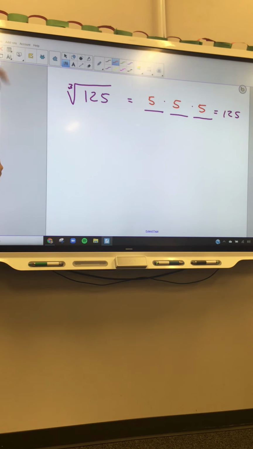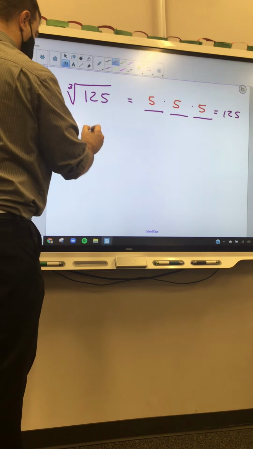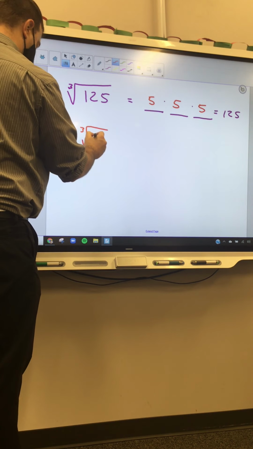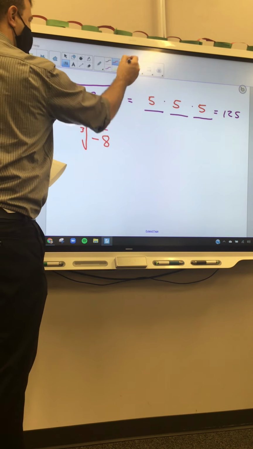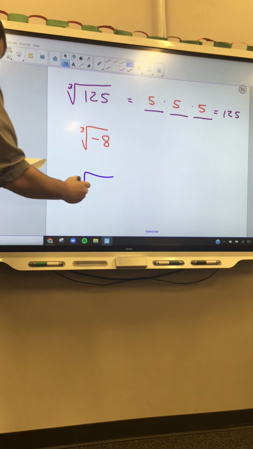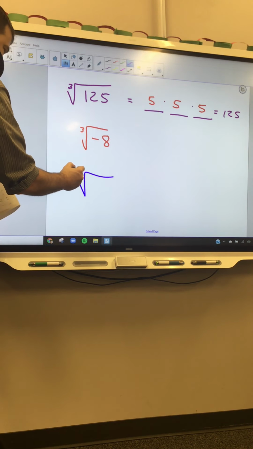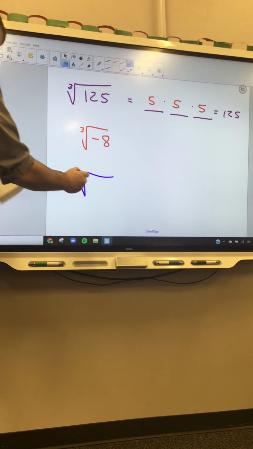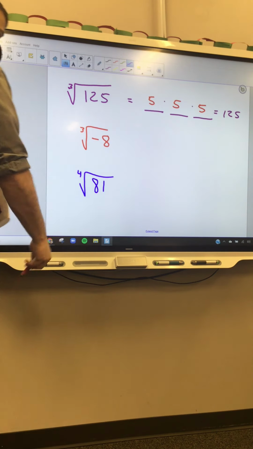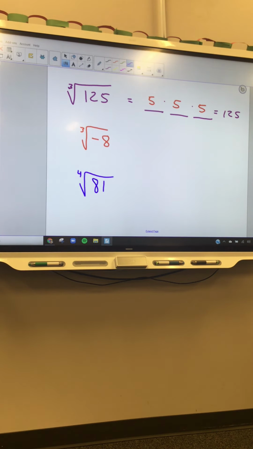Okay? I'll have you guys do these two on your own on a piece of paper. What is the cubed root of negative 8? And, oh, here's another one. The fourth root of 81. Can you see how that pattern still works? Take a minute to try to figure that out now.